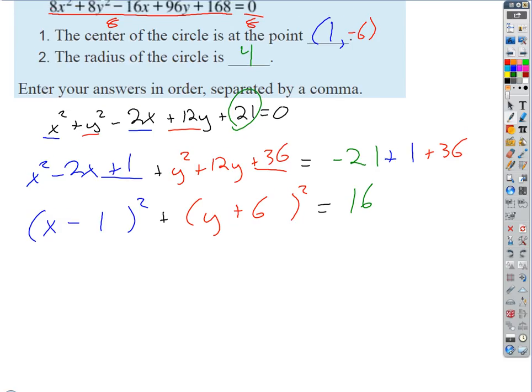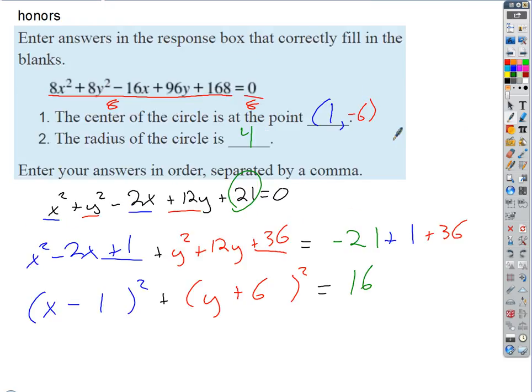You know, I'm not sure why that actually would apply to both classes. That's not just the honors class. That would work for both.